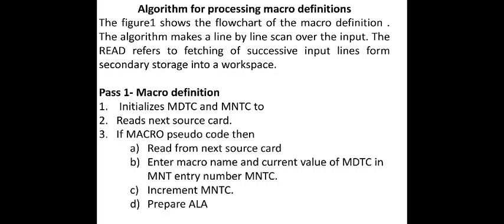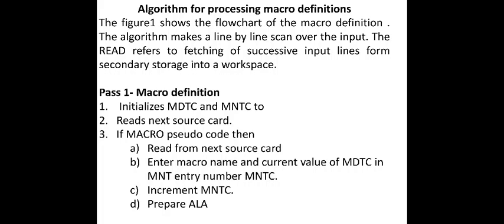Once the source card has been read, in step number 3 we have to do some condition checking. That is, you have to check whether it is the MACRO pseudocode, that is, whether you have encountered the start of a macro. If yes, then we have to do a series of executions, which is represented as step A from your step 3. Here you have to read the next source card.